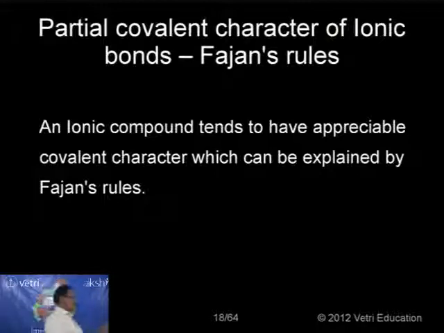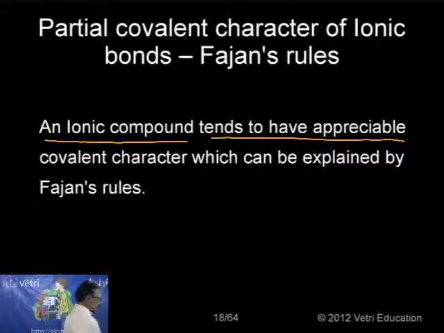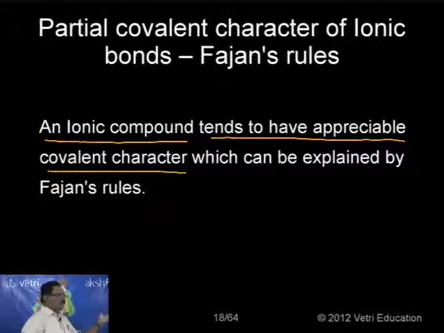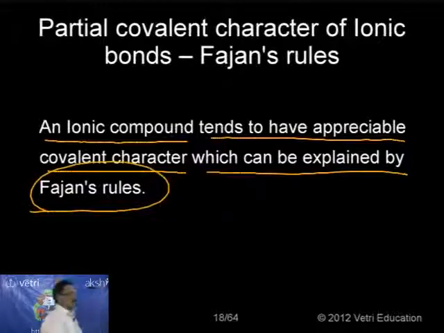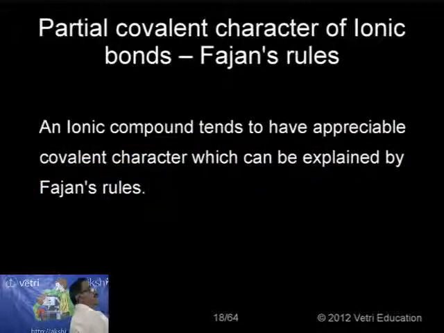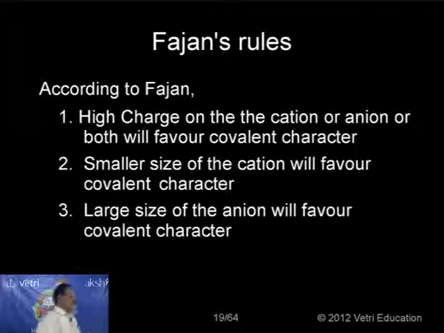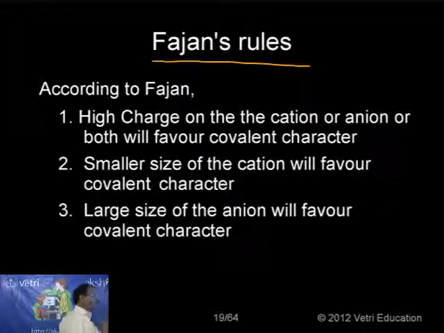Okay, now let me explain. An ionic compound tends to have appreciable covalent character. I have already explained ionic character, but I have not explained covalent character. We are going to discuss it anyhow, which can be explained by Fajan's rules. Then you can ask, what is Fajan's rule? I will explain now. According to Fajan's rule, this is what I am going to discuss now.